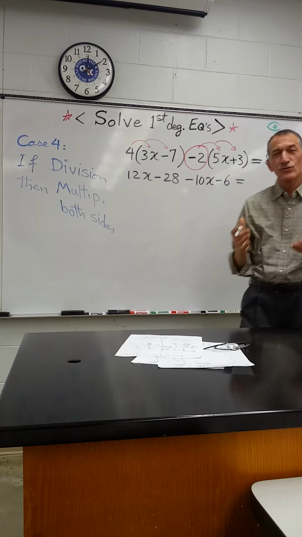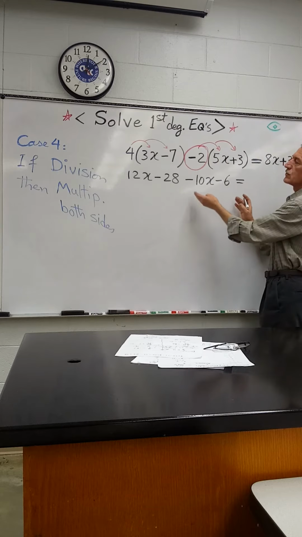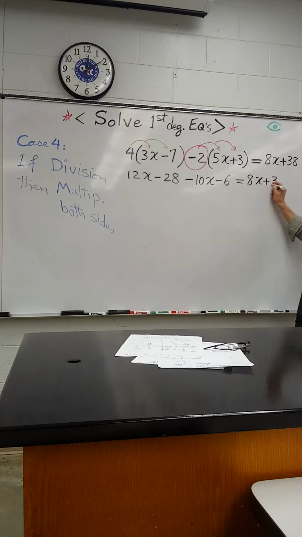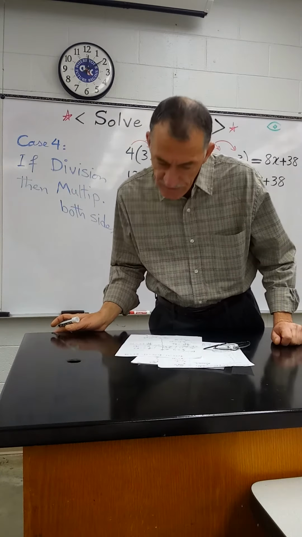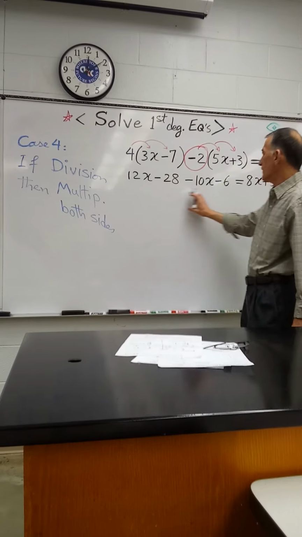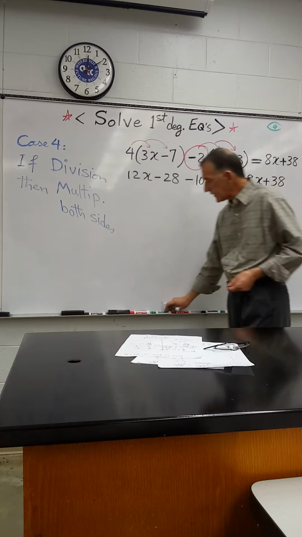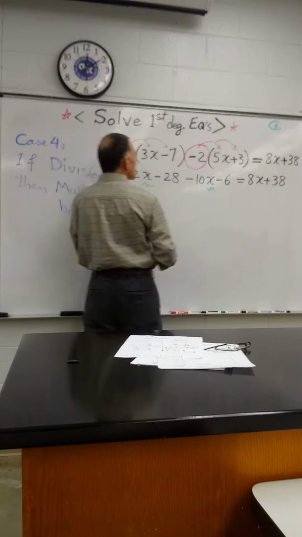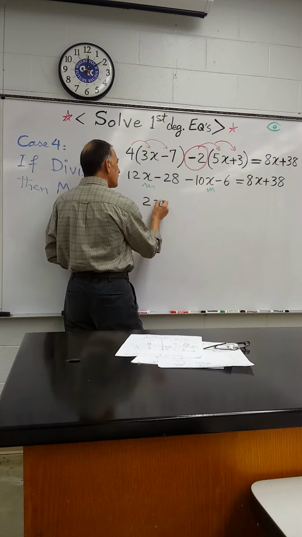So follow the rules of negatives for multiplication and division, and then you remove the parentheses. So now this is the left side. What's on the right side is 8x plus 38. All right, so we go to work and simplify the left side, and now we have to add like terms. Do you remember how to add like terms? The like terms are the x over here and the x over here. So 12x minus 10x will give us 2x.